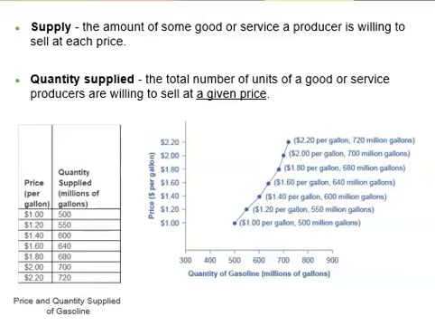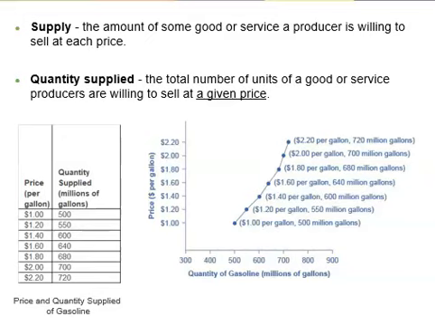Or you can say that at the price of $1 per gallon, the quantity supplied is 500 million gallons per day. When the gasoline price is $1.2 per gallon, American sellers are willing to sell 550 million gallons. Or we say that at the price of $1.2 per gallon, the quantity supplied is 550 million gallons. When the price goes all the way up to $2.2 per gallon of gasoline, American sellers are willing to sell 720 million gallons, or quantity supplied is 720 million gallons. So you can see that when the price level is high, quantity supplied is high, and when the price level is low, quantity supplied is low.